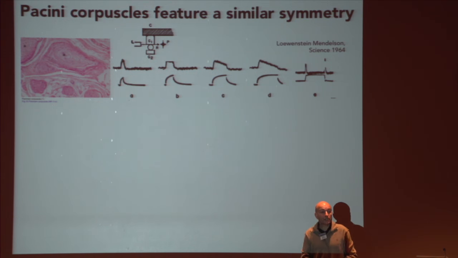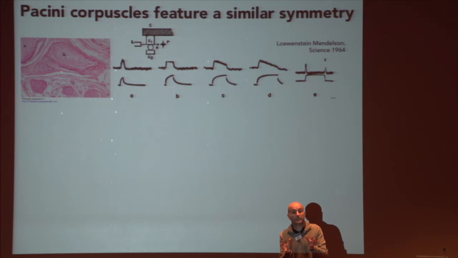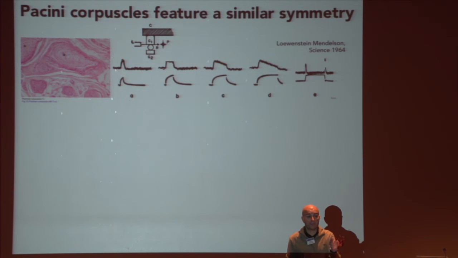The reason why Pacini corpuscles attracted a lot of attention is that they are very visible. They have about the size of 1 millimeter, as you can see in this plot here. This is a Pacini corpuscle. It's about 1 millimeter in size. And the other thing which is very striking is that you have all these lamellar structures that you see here.